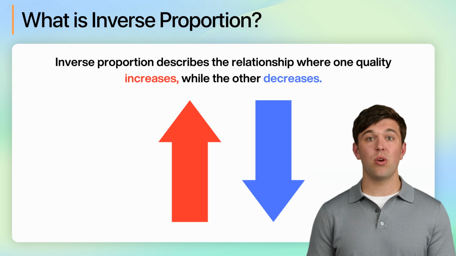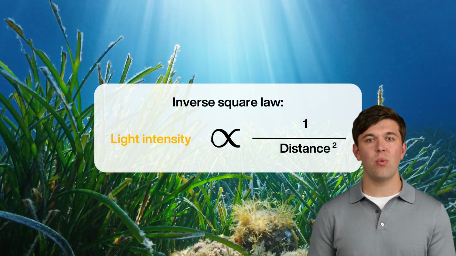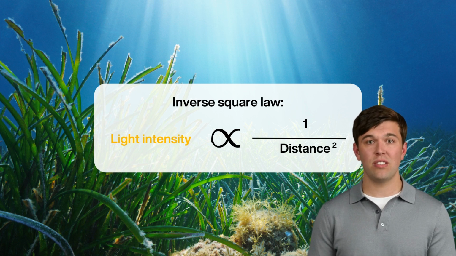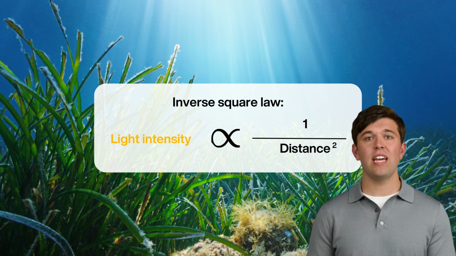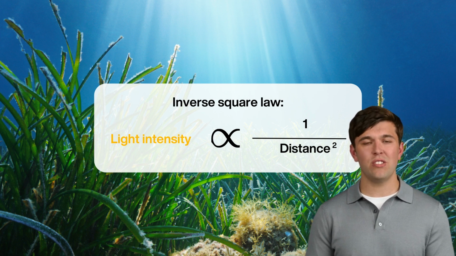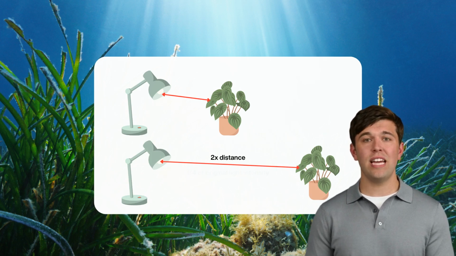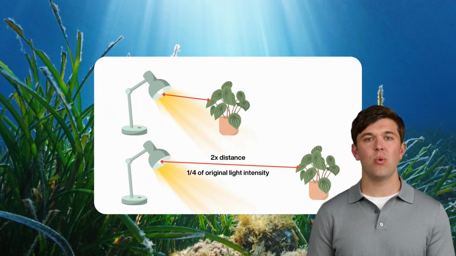Inverse proportion describes a relationship where one quantity increases while the other decreases. One of the most crucial applications of inverse proportion in biology is through the inverse square law. This law specifically relates to how light intensity diminishes as the distance from a light source increases. The formula can be expressed as light intensity is proportional to 1 over the distance from the light source squared. To put it simply, if you double the distance between a light source and a plant, the light intensity that reaches the plant decreases to 1/4 of its original intensity.